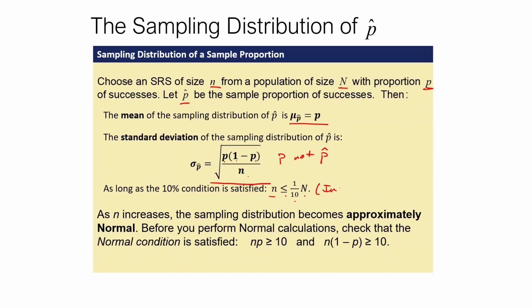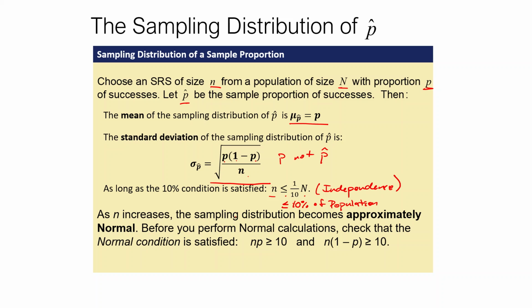All right, and this works as long as our sample is less than 10% of the population. Remember, this is our independence. We need to make sure our samples are independent of each other when you're taking these random samples, and as long as they're less than or equal to 10% of the population, or 1/10 of N. We're going to use this condition later on in class a lot.